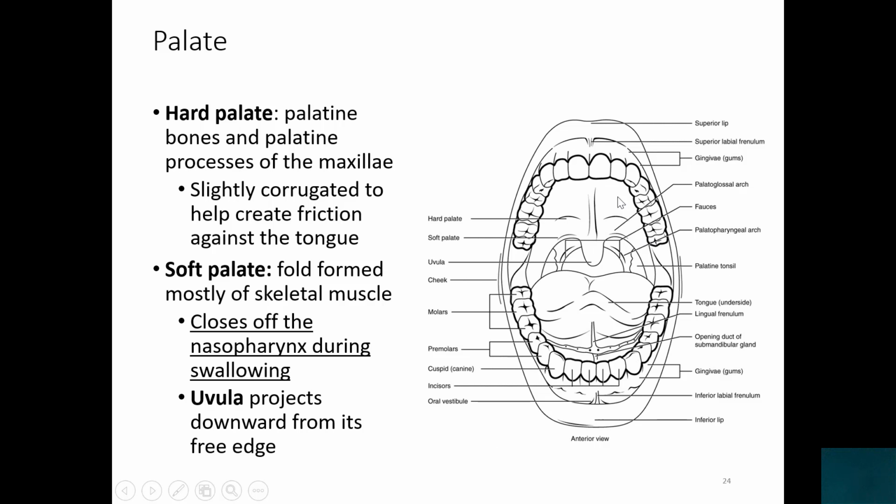The roof of our mouth is made of the hard palate and soft palate. The hard palate is made of bones. So right here we have the palatine process of the maxilla closer to the teeth. Remember, that is the palatine process of the maxilla. And a little bit behind, posterior to it, there will be the palatine bones. Finally, at the very end, there is the soft palate. And the soft palate is mostly made of skeletal muscle.